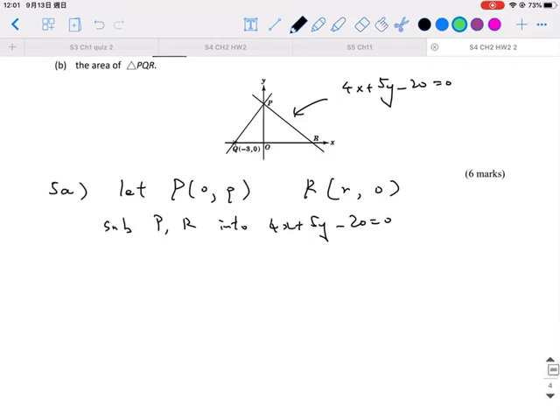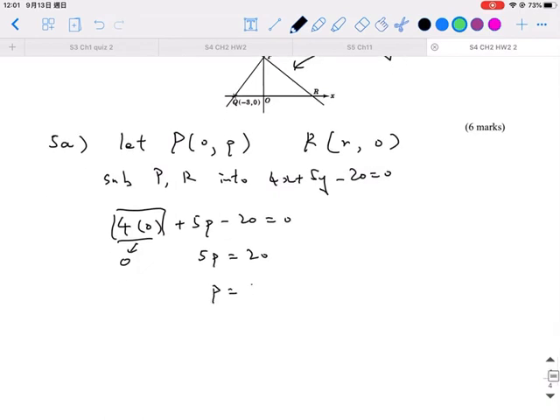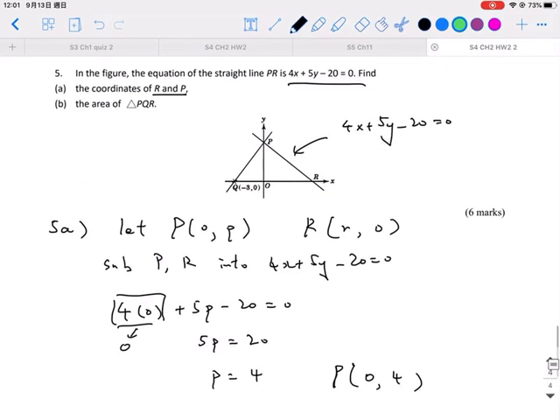For the first one, I substitute in: 4 times 0 plus 5p minus 20 equal to 0, and 5p equal to 20. You still remember 4 times 0 equal to 0, don't write it as 4. So that means p is equal to 4, and the point P will become 0, 4. I just update it in the graph figure, 0, 4.